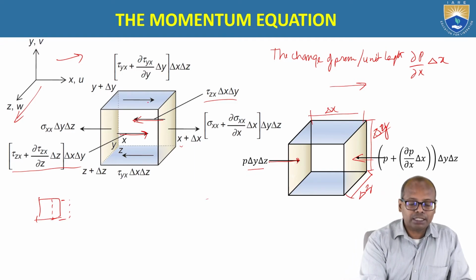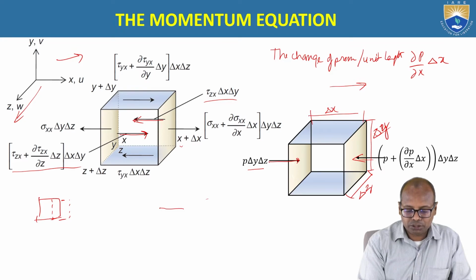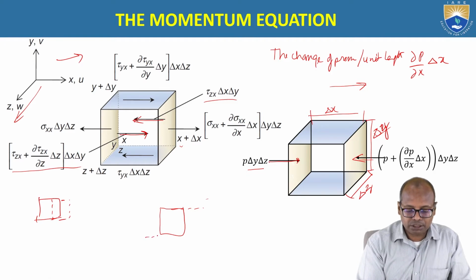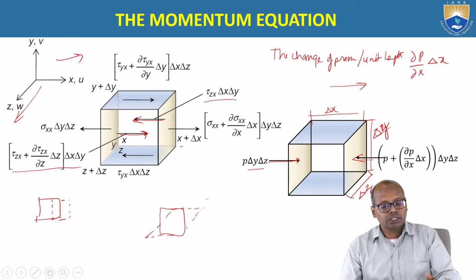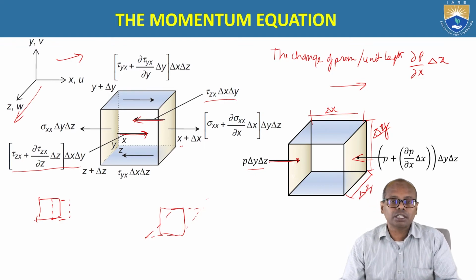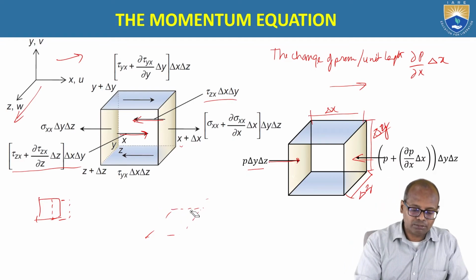But if I see this tangential force, say suppose this is the element, this tangential force on the top one is trying to pull in this direction. And the bottom one is trying to pull in this direction. So we'll get an angular deformation. So these shear stresses are causing angular deformation. The normal stress and pressure are causing the linear deformation. So this is one important point we should remember.